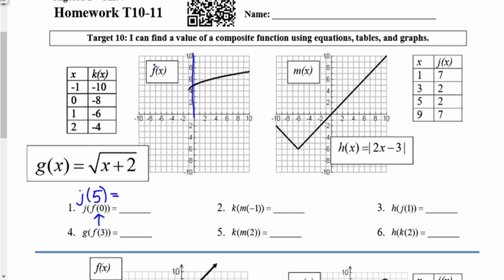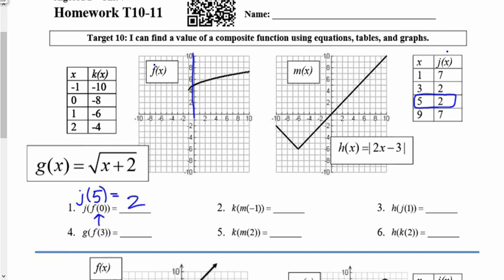So now I do j of 5. I work my way outside. I look for my j relation, which is over here. It's this table. And j of 5 means I'm going to plug in 5 for my x and spit out that y value. So my final answer is 2. Okay, so we're just going to keep doing that.